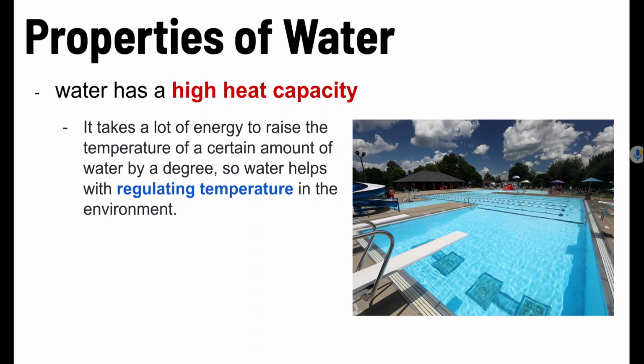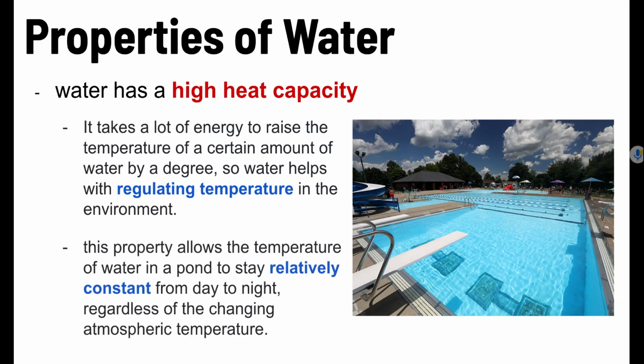And this can actually help regulate temperature in the environment. So, this property of water allows the temperature of water in a pond to stay relatively constant from day to night, regardless of the changing atmospheric temperature. And again, you can imagine this would be helpful for organisms that live in the water and plants that depend on the water to be getting water that's at a relatively constant temperature.